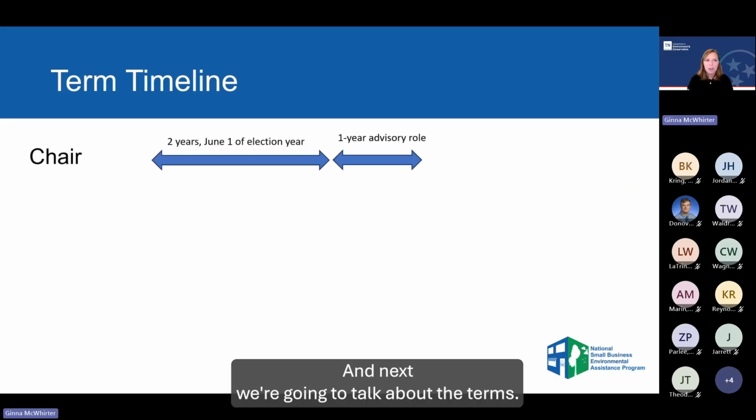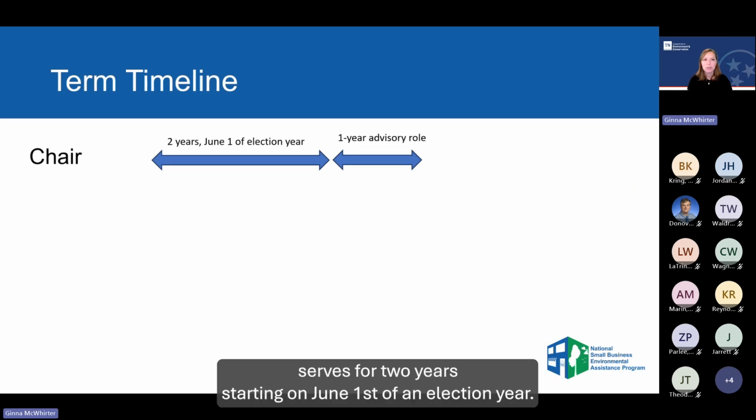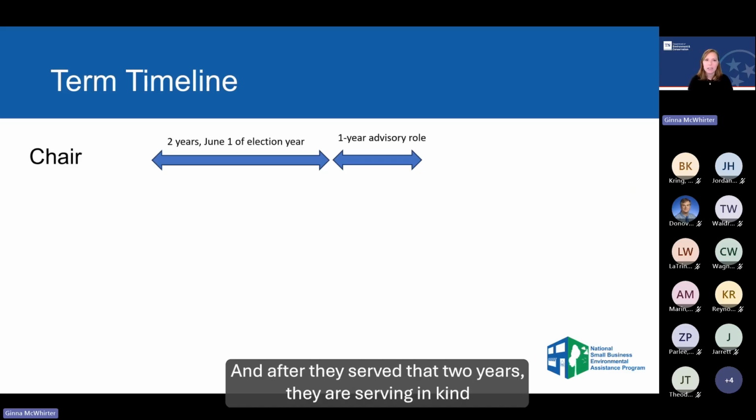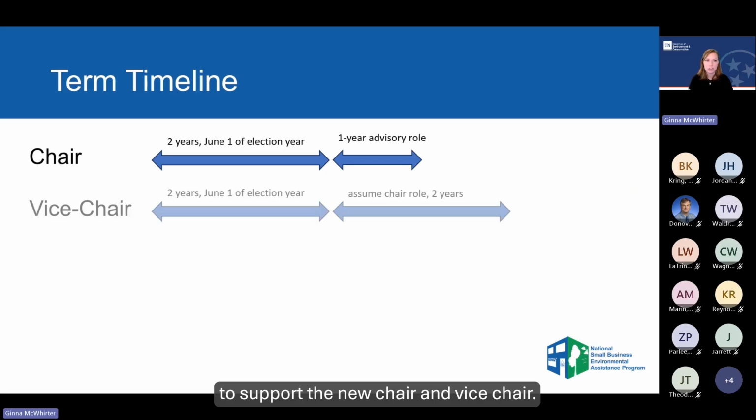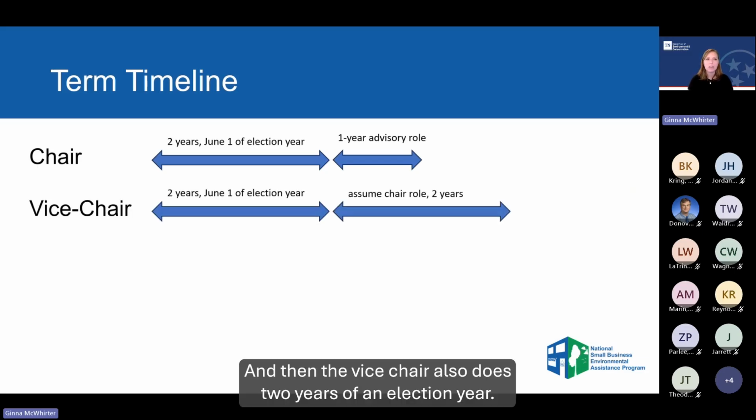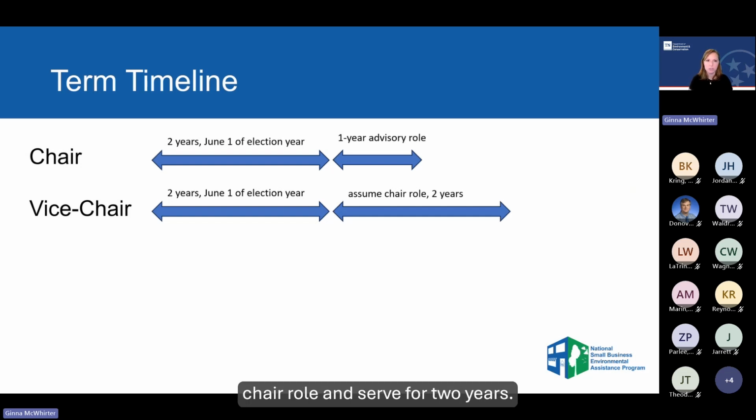And next, we're going to talk about the terms. The chair for the National Steering Committee serves for 2 years, starting on June 1st of an election year. And after they serve that 2 years, they are serving in kind of an advisory capacity for about a year to support the new chair and vice chair. And then the vice chair also does 2 years of an election year. And then after those 2 years, they will then roll into that chair role and serve for 2 years.